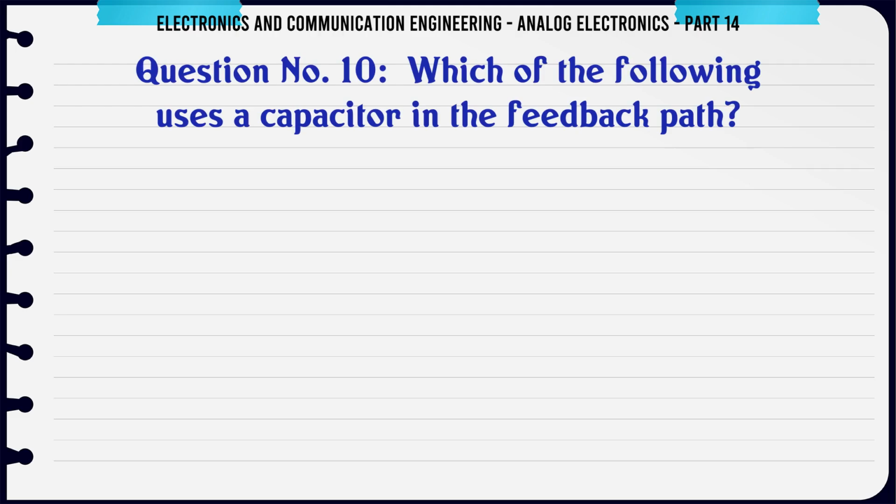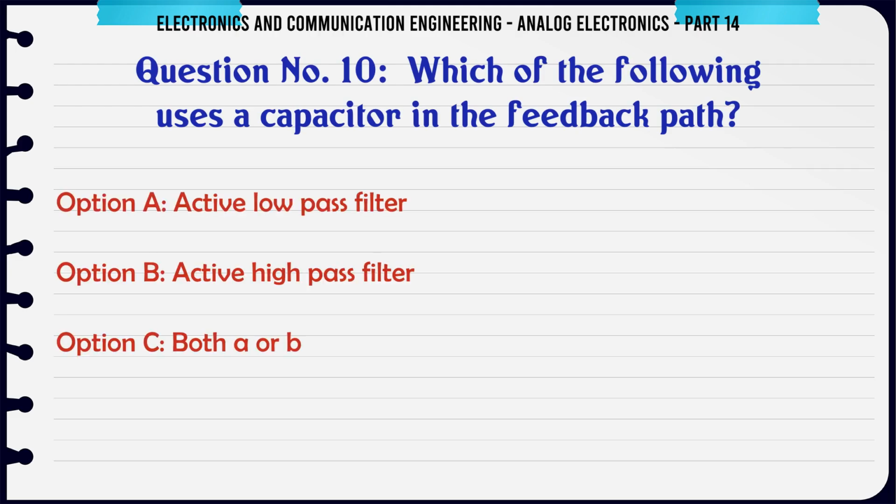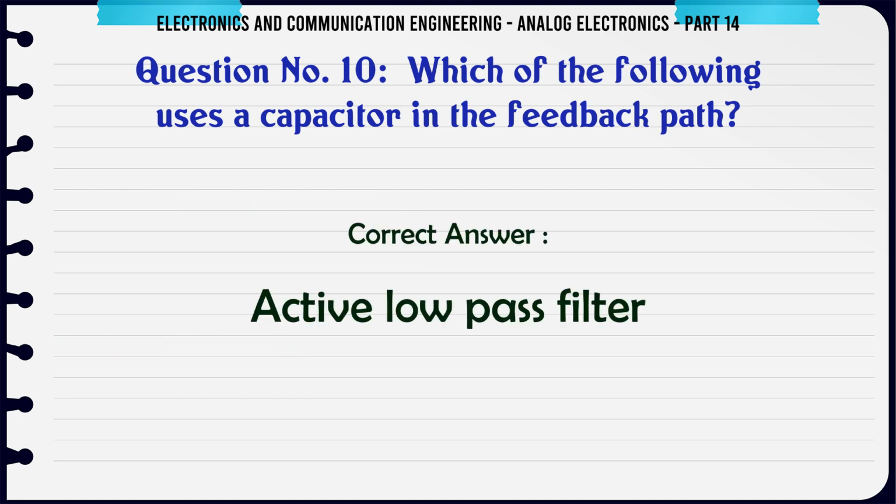Which of the following uses a capacitor in the feedback path? A, active low pass filter; B, active high pass filter; C, both A and B; D, neither A nor B. The correct answer is active low pass filter.